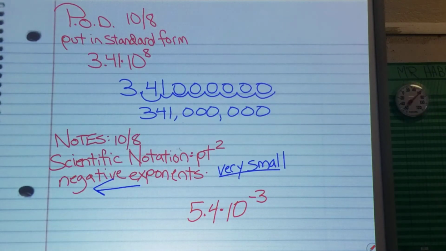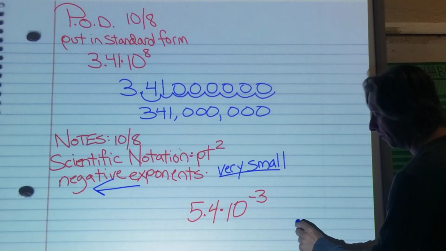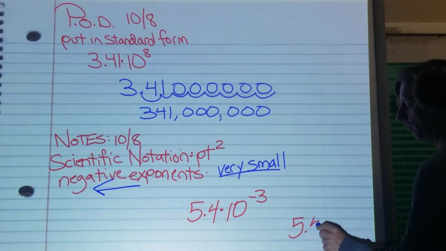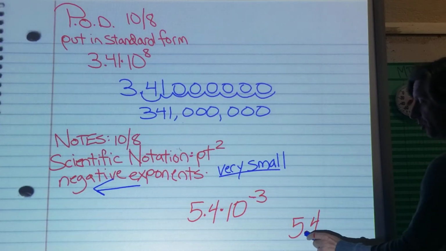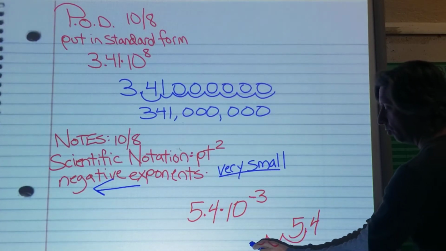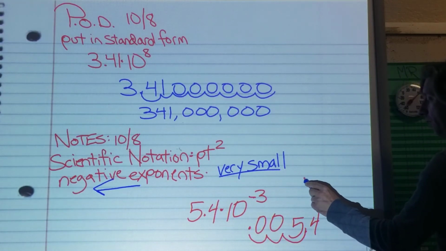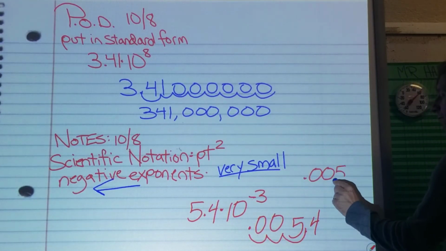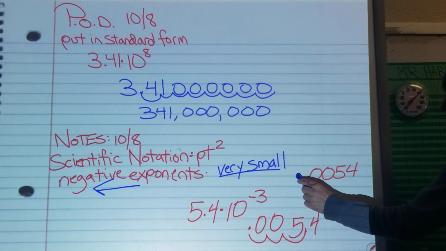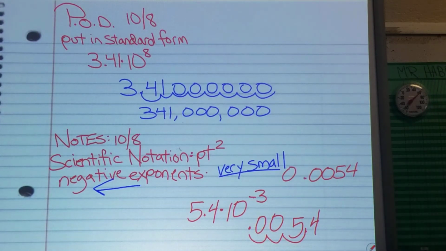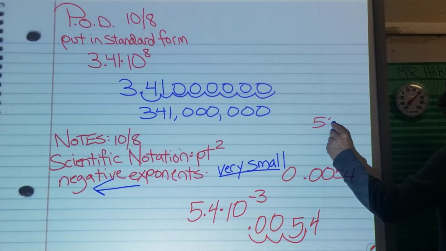5.4 times 10 to the negative 3rd. Right here, 5.4. It's a small number, so the point's going to the left. 1, 2, 3. 0.0054. And you usually see a 0 in front of the point too. So 0 and 54 10,000ths. Once again, a very small number.